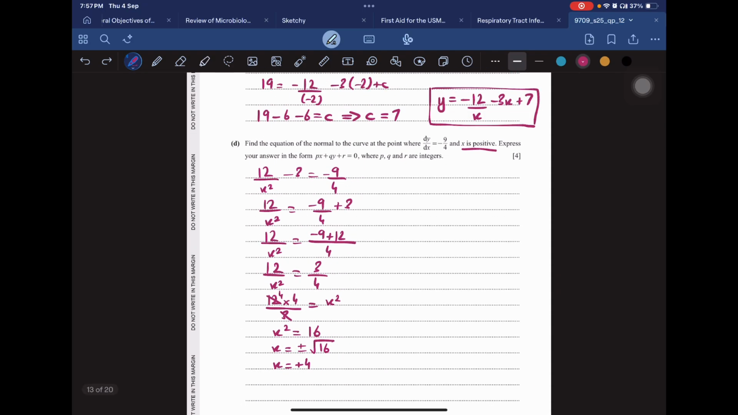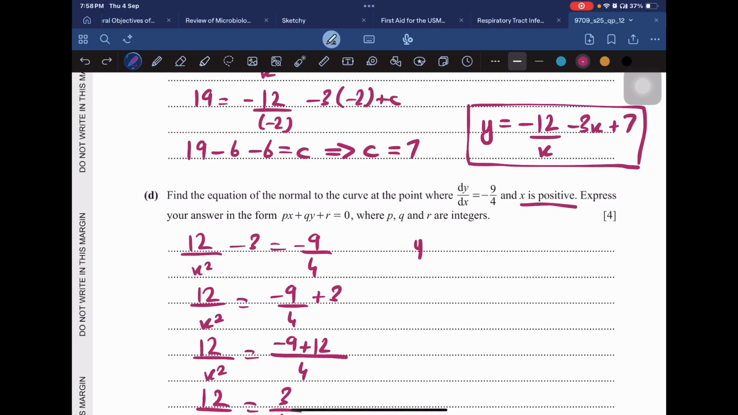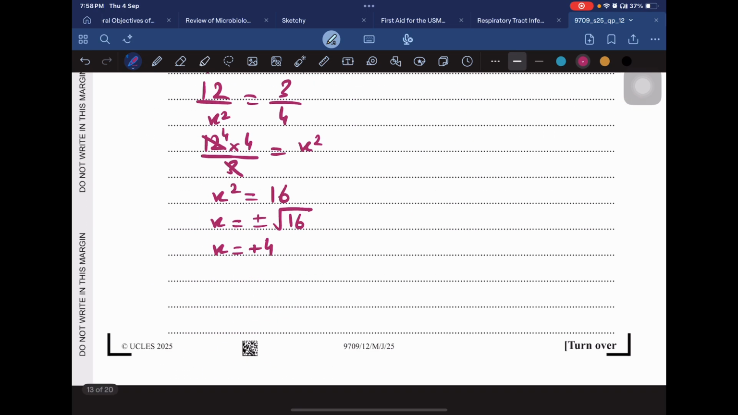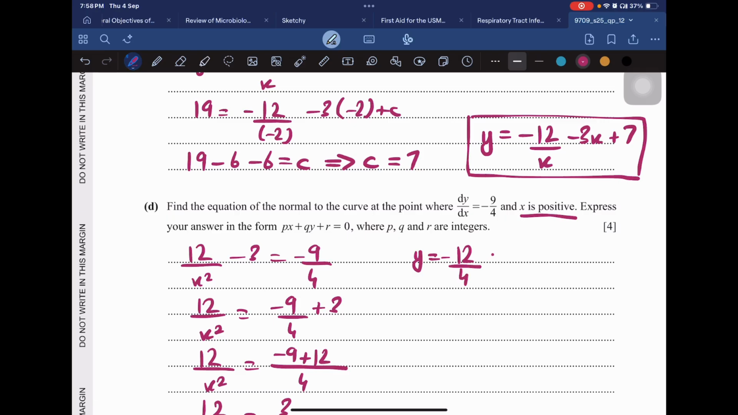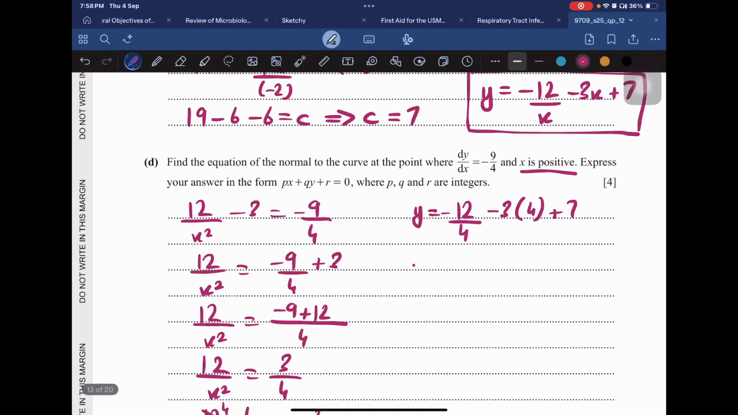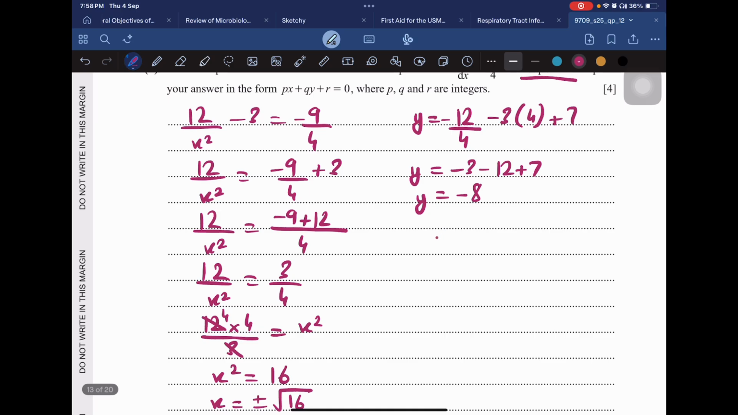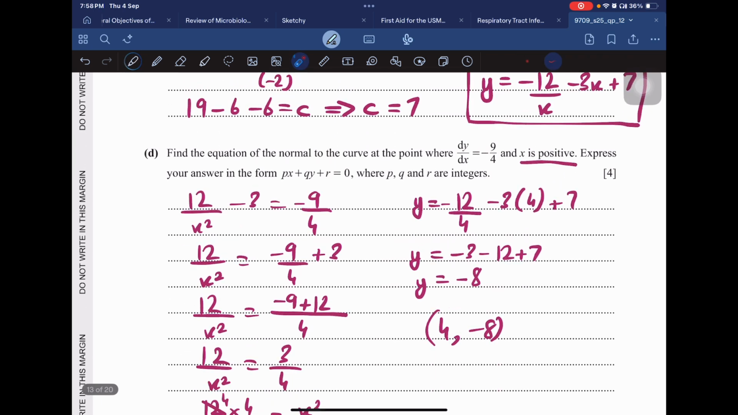So y equals negative 12 upon, so x was positive 4, right? So 12 upon 4 minus 3 times 4 plus 7. y equals negative 3, negative 12 plus 7. y equals negative 15 plus 7, which will be negative 8. So the point that we've found is 4 comma negative 8. Now what's this point? This is the point where this normal and the curve meet.